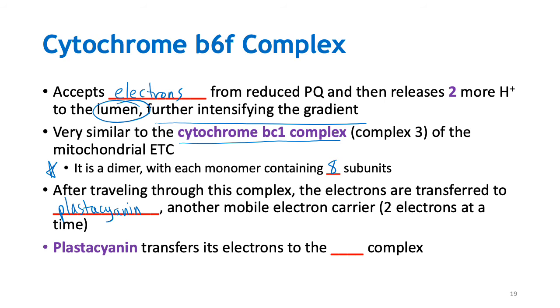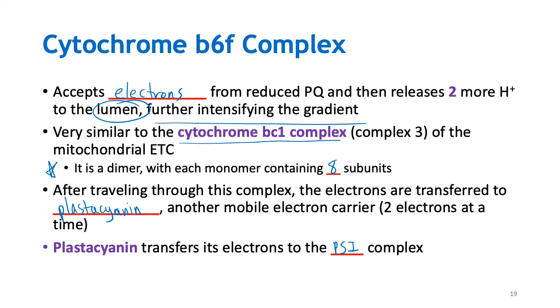Another carrier, and it carries 2 electrons at a time. So remember, there's 2 mobile electron carriers in the mitochondrial electron transport chain, that being ubiquinone, coenzyme Q, or cytochrome C. And this one is kind of like cytochrome C, except I believe it carries 2 electrons at a time instead of 1 at a time in the case of cytochrome C. Plastocyanin transfers its electrons to the photosystem 1 complex.